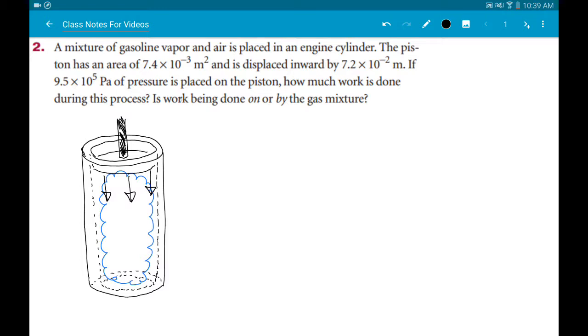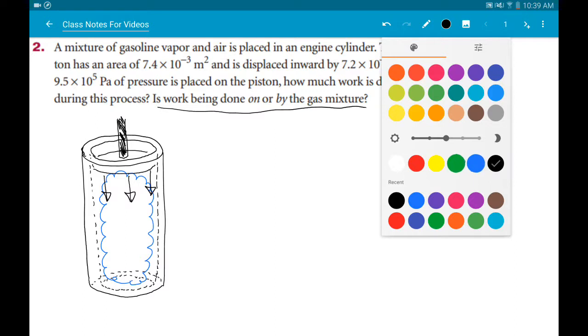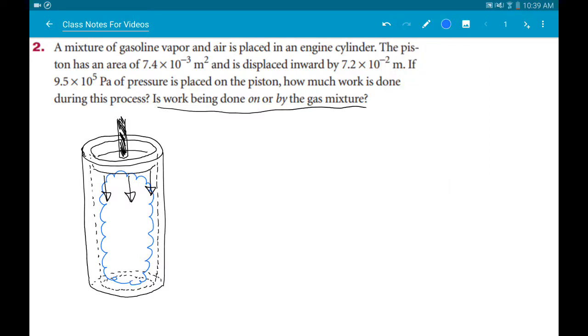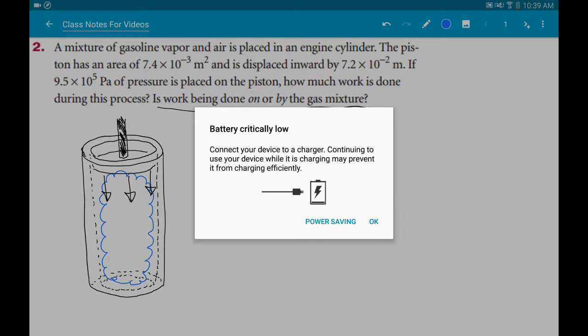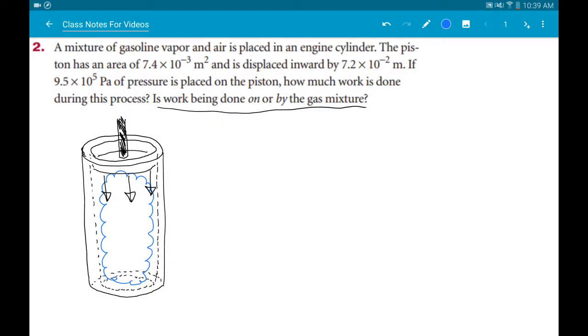So the first thing that I want to talk about is, is the work being done on or by the gas mixture? Now, remember that the gas wants to expand as much as it can. So the fact that it is being pushed on means that the work is being done on the gas, not by the gas.